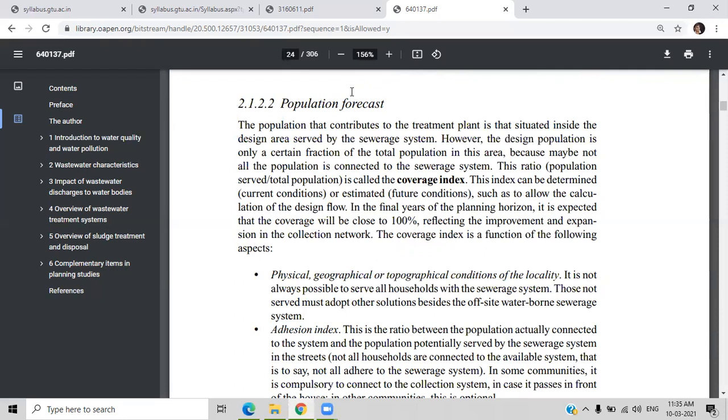The ratio is called the coverage index. This index can be determined or estimated, such as to allow the calculation of the design flow. In the final years of the planning horizon, it is expected that the coverage will be close to 100%, reflecting the improvement and expansion of the collection network. The coverage index is a function of the following aspects.